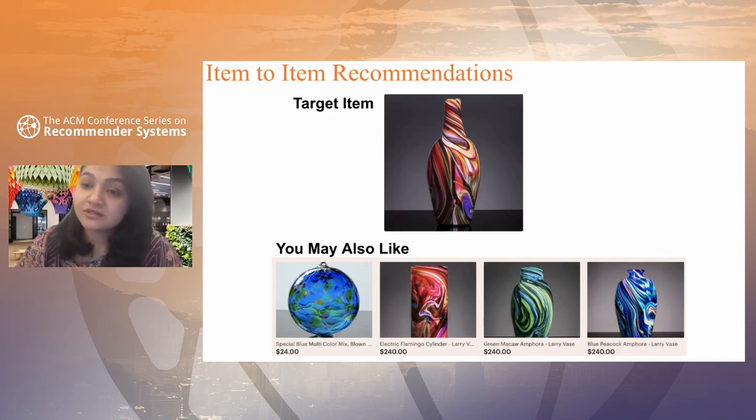Traditionally, such item-to-item recommendations are typically generated using characteristics and properties of the item itself. So for example, the color and the descriptions or historical interactions with these items are information that are used to generate these modules like you may also like.